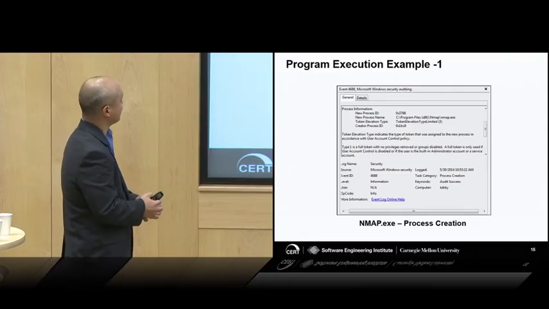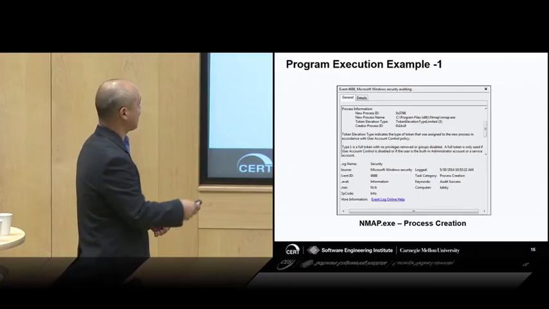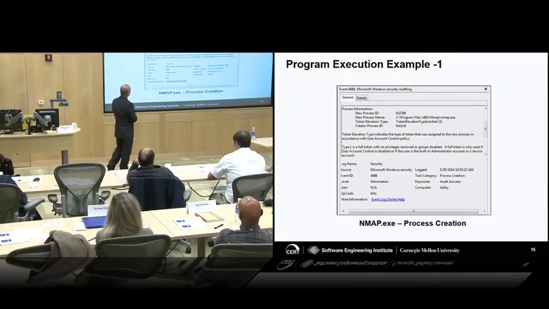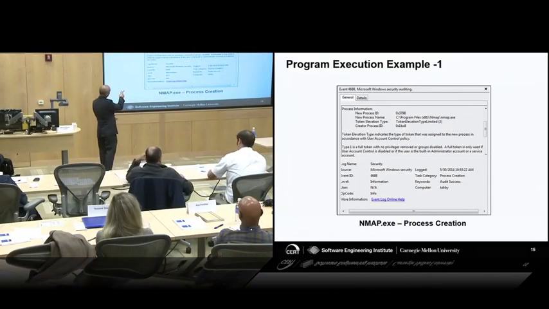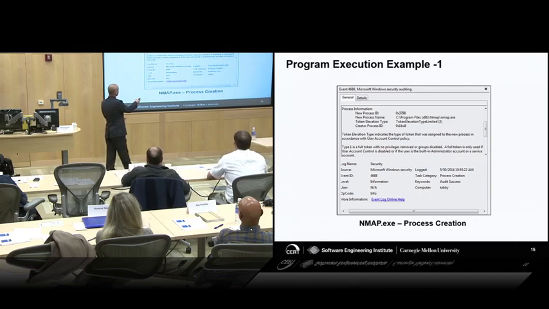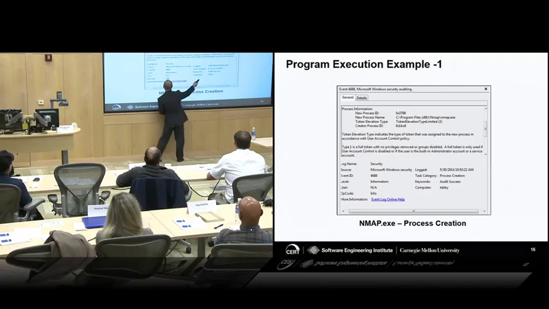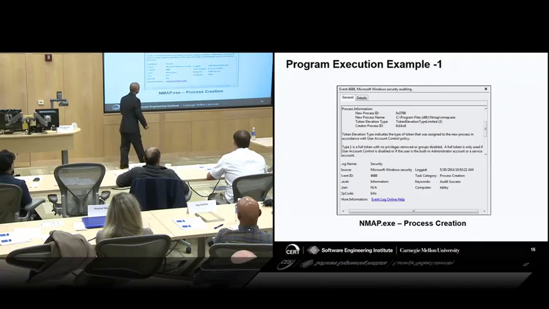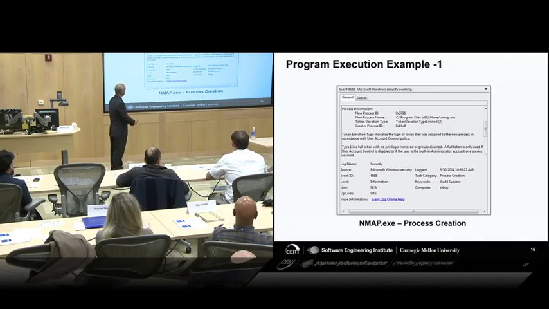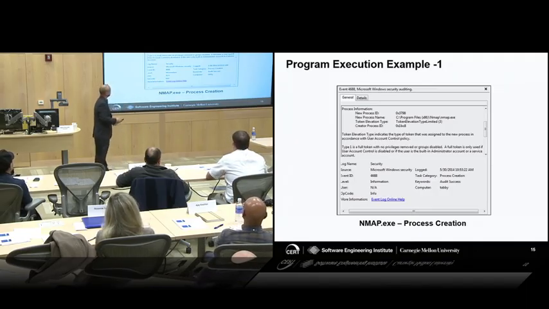Here's an example of nmap.exe and the process creation. That's the Windows security auditing that caught this. It gives you some times, what happened, the process creation, and audit success, so you can see whether or not it actually succeeded. And it gives you where it was run from. So these are the types of things you'll be looking at.